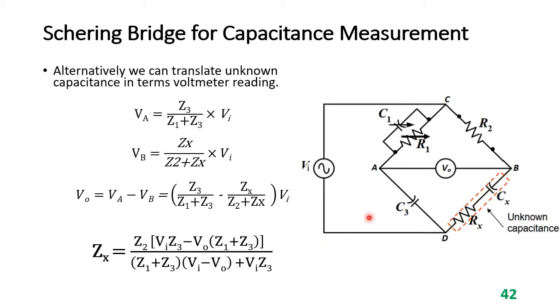After putting the values of impedances, input voltages, and output voltages, we will get Zx, which will be equal to a complex number. From that complex number, the real part will represent the value of Rx, and from the imaginary part, we will find the value of Cx.